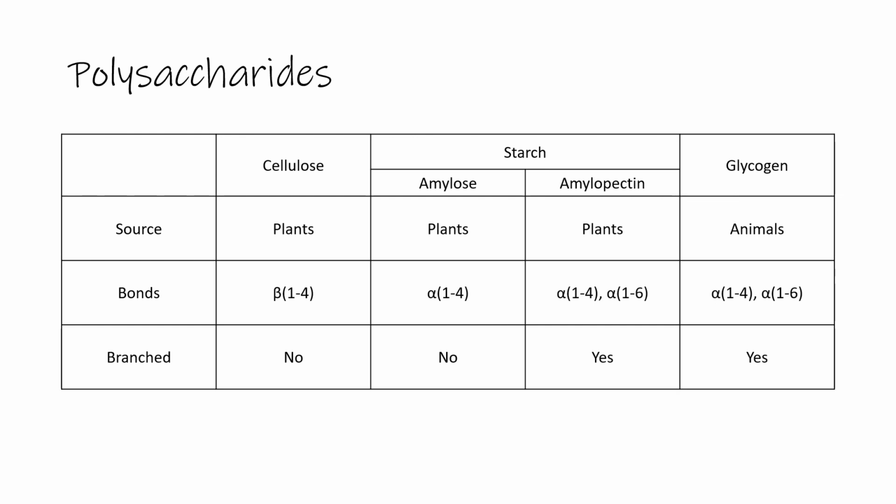For glycogen, we have both alpha-1,4 and alpha-1,6. This is easy to tell the branching because we have branching in amylopectin and glycogen because of that alpha-1,6 again. And we have no branching for cellulose and starch, specifically the amylose for starch.